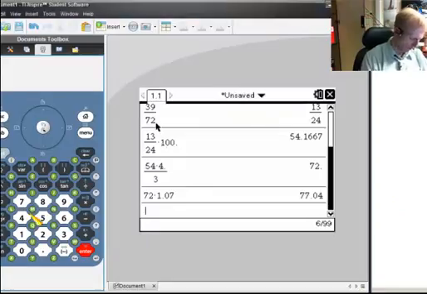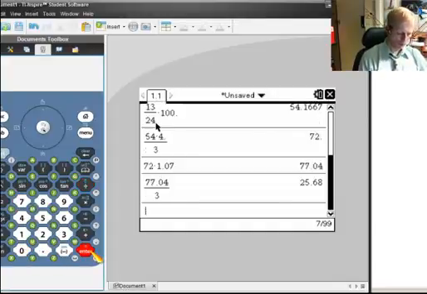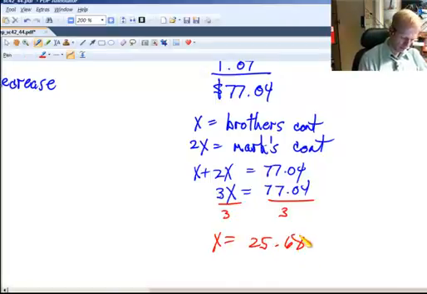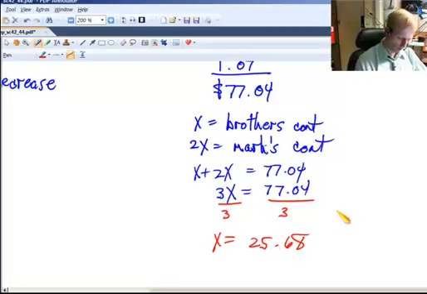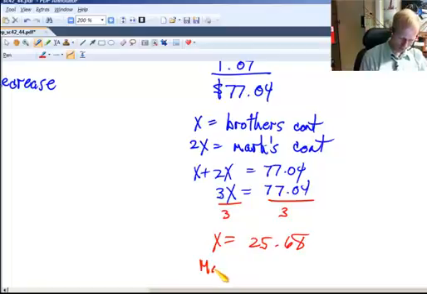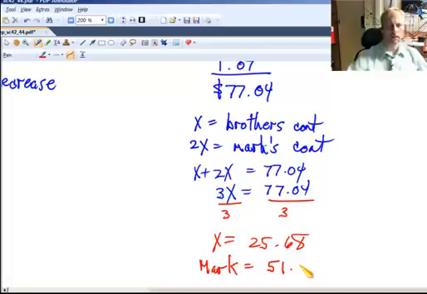So 77.04 divided by 3 is 25.68. So that's Mark's brother's contribution. Then Mark's contribution would be twice that, which is 51.36. So Mark is going to be $51.36.